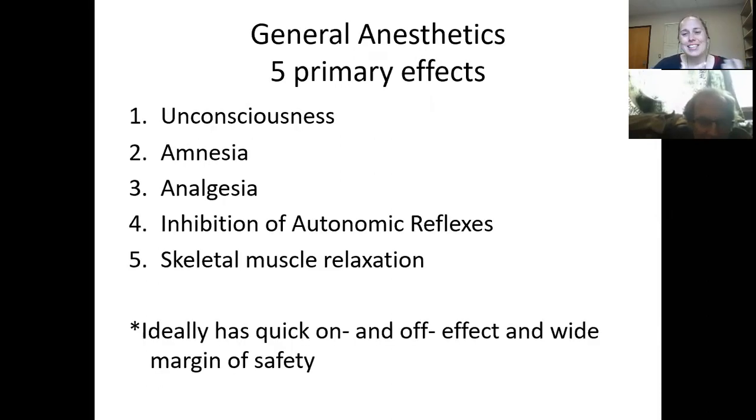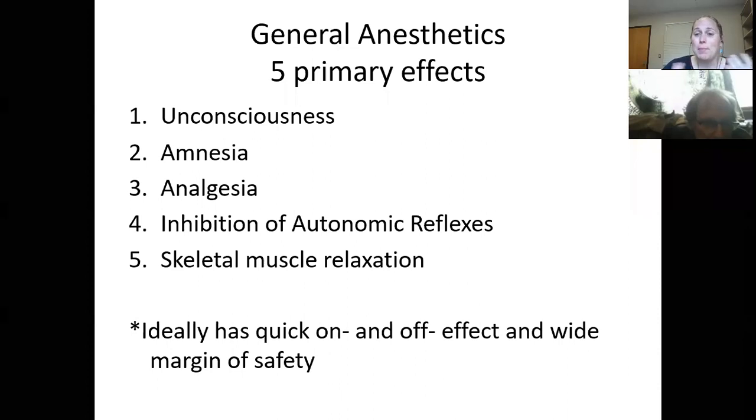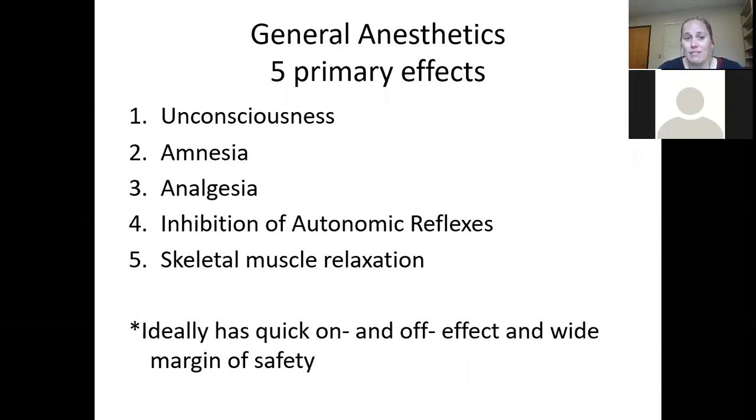Okay, so I just wanted to, again, review some of the big points that we went over yesterday that I think are worth revisiting. So things like the primary effects that a perfect anesthetic would have. Things that you want an anesthetic to have are to deliver unconsciousness. You want to have a certain amount of amnesia. You don't necessarily want somebody to remember the surgical procedure they're undergoing.